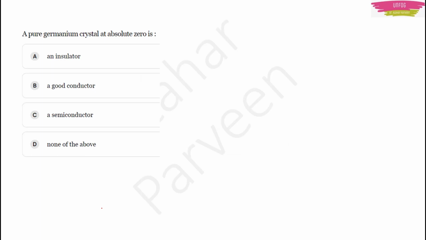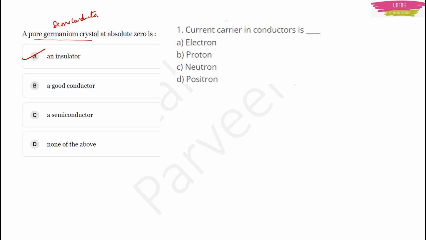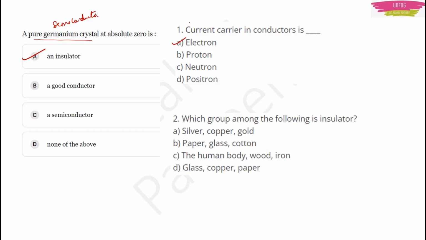Next question. These are all expected questions. A pure germanium crystal at absolute zero is... Pure germanium crystal means it is a semiconductor. So, a semiconductor at absolute zero will be an insulator. Next question. Current carrier in conductors is, obviously, electrons. Which group among the following is insulator? You see the groups. The best group I find is paper, glass and cotton. This is the insulator group.